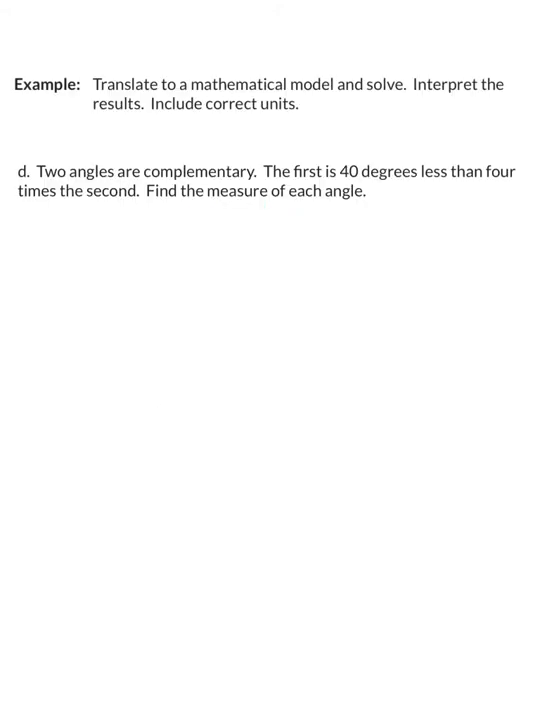Our final example that we want to look at is an example of complementary. So remember that complementary, let's read through the problem. We have two angles are complementary. The first is 40 degrees less than 4 times the second. So here we have a first angle and a second angle. We want to find the measure of each of these angles. So I'm going to go ahead and let x be the first, and I'm going to let y be the second.